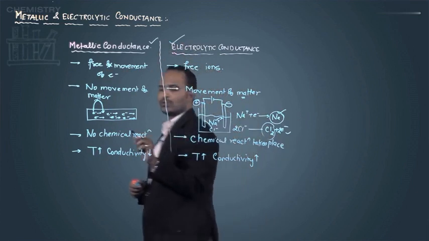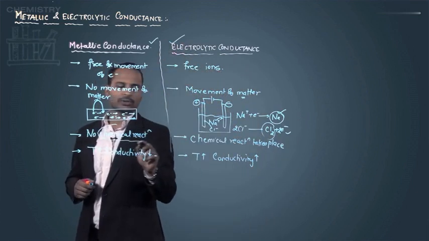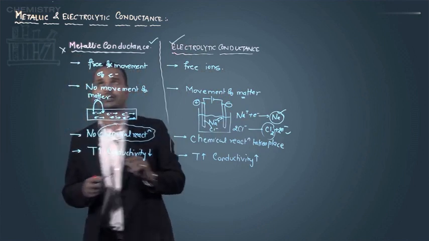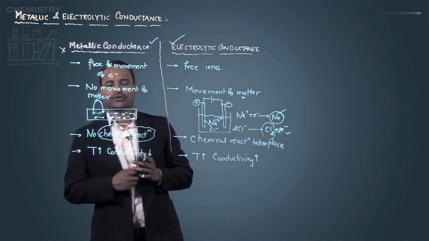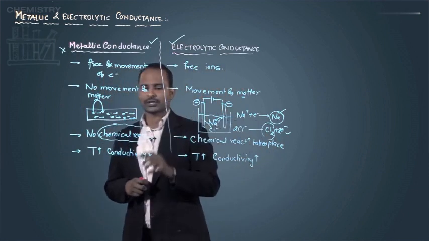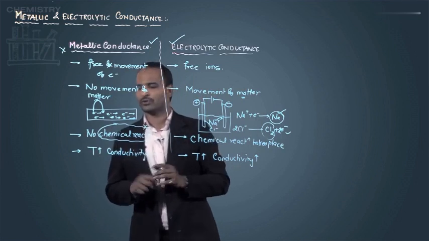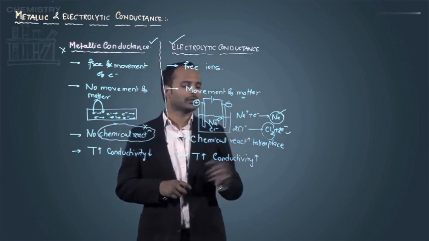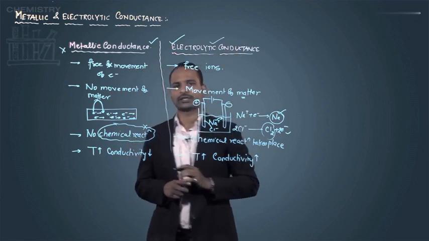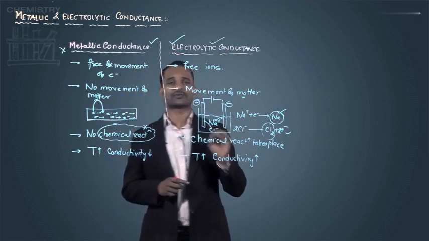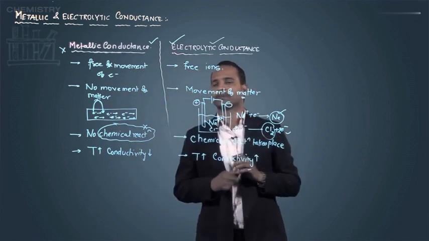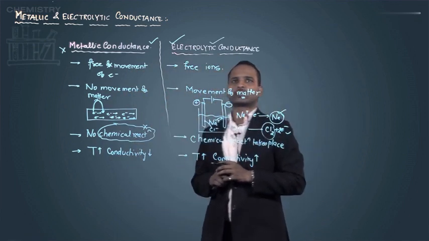Here, since no chemical reaction is taking place, throughout the chapter we are not learning anything about the metallic conductor, because we are talking about electrochemistry, which deals with the chemistry part also, and for chemistry there should be a reaction. Since no reaction is taking place, we are not doing anything about the metallic. Throughout the chapter we are doing only and only the electrolytic conductor, where some chemical reaction also takes place when electricity is passed.